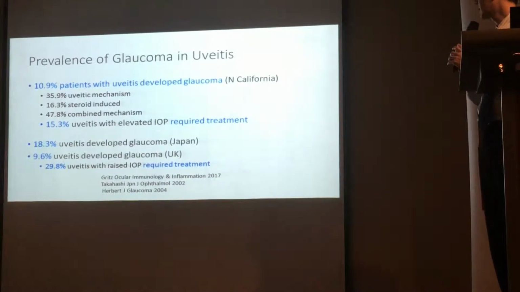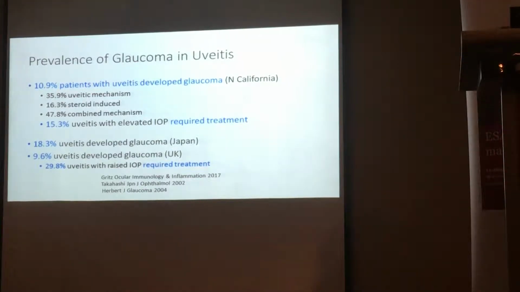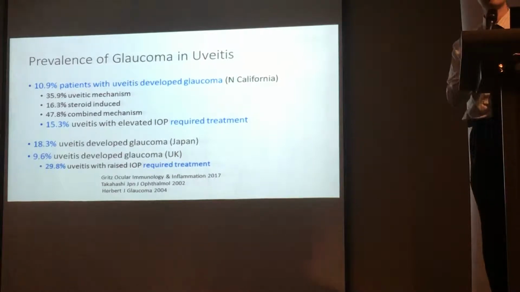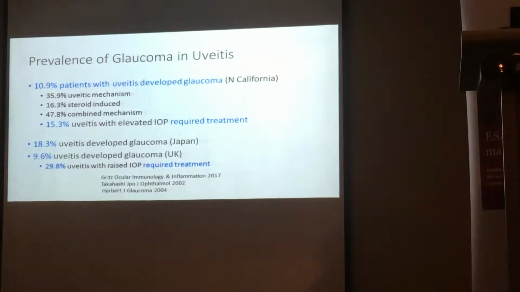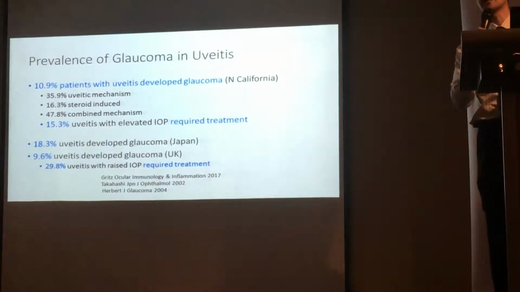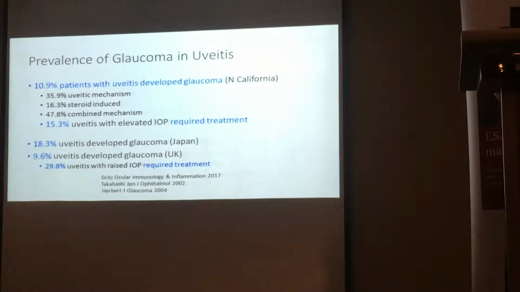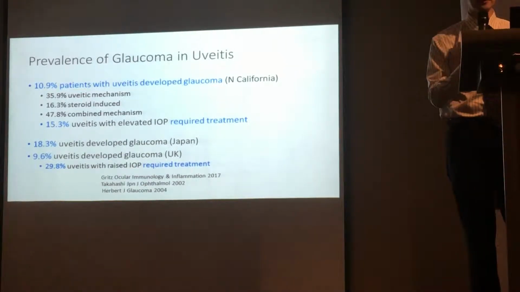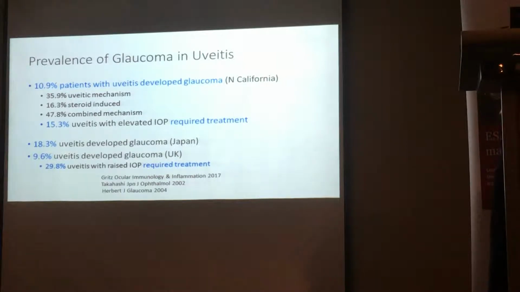One is taken from North California, one is from Japan, and one is from UK. Obviously, in each of these different studies, you have a different profile of patient demographics, both by race and so on, as well as a different type of uveitic conditions which appear. And if you go through the papers, you'll probably discover more about the differences in age groups and so forth. So in North California, they found that just over 10% of the patients with uveitis develop glaucoma.